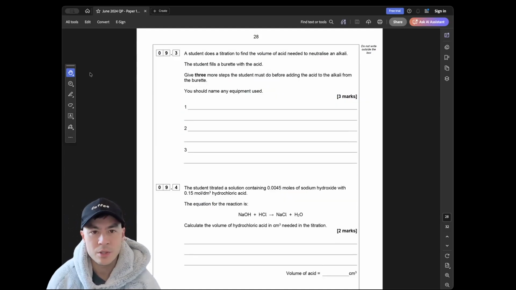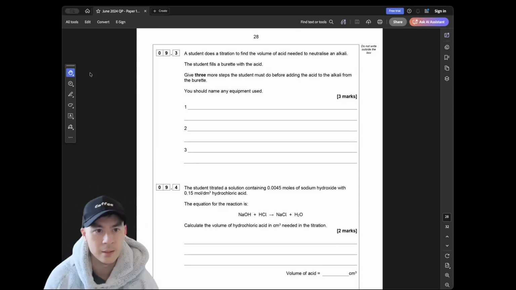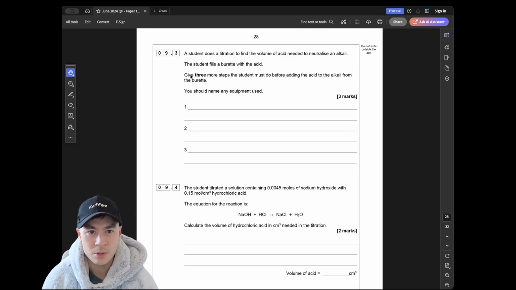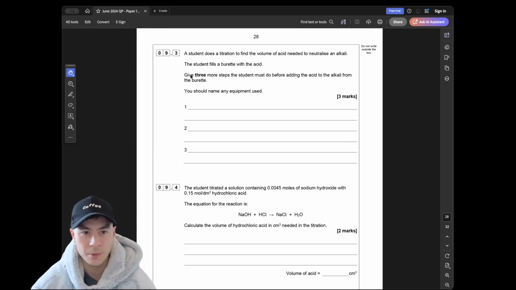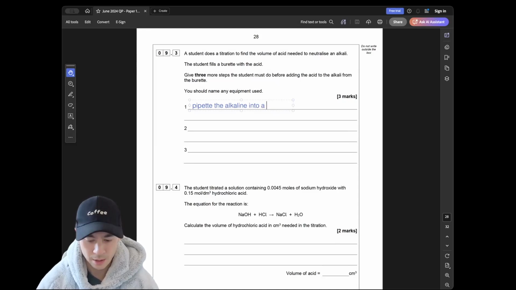Okay, 9.3. A student does a titration to find the volume of acid needed to neutralize an alkali. The student fills a burette with the acid. The burette is the very long one, the 50 ml one. Give 3 more steps the student must do before adding the acid to the alkali from the burette. We need to prepare our alkali first. To prepare it, pipette the alkali into a conical flask.